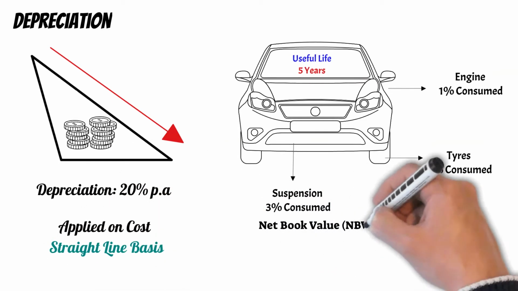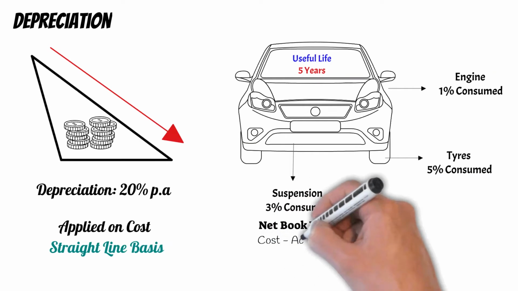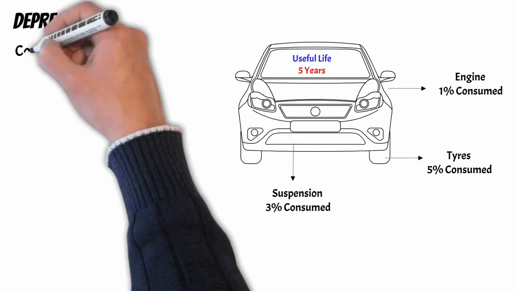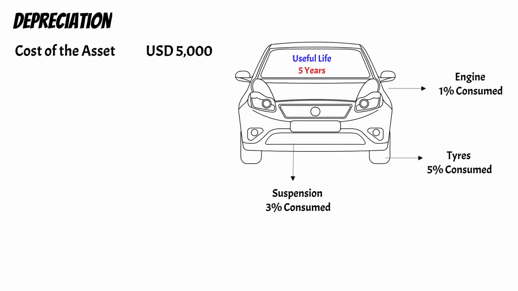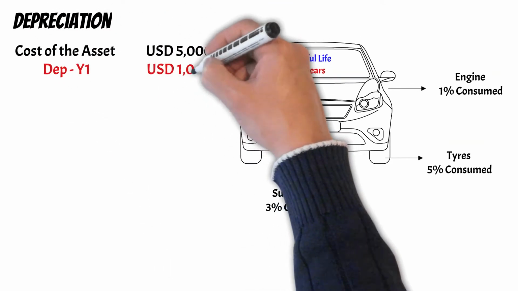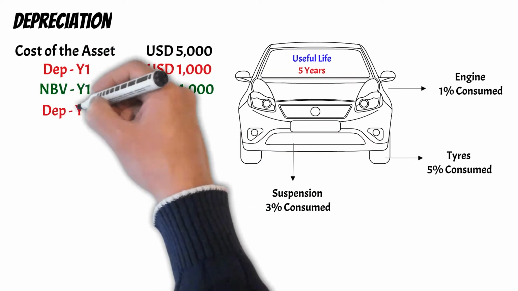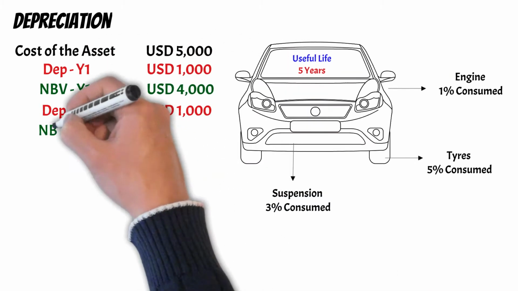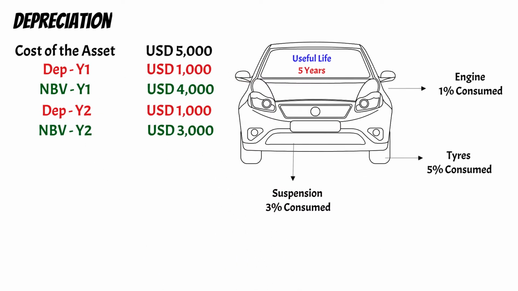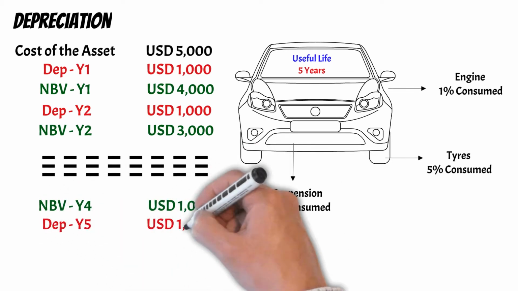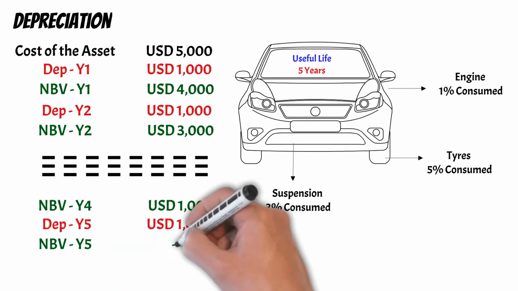Net book value is the cost of the asset less accumulated depreciation at the end of the accounting period. Let's say the cost of vehicle is $5,000, depreciation for year one is $1,000, and the NBV is $4,000. Depreciation for year two is $1,000 again, and the NBV is $3,000. Continuing the series, the NBV at the start of year five would be $1,000, depreciation for year five is $1,000, and the NBV is $0.